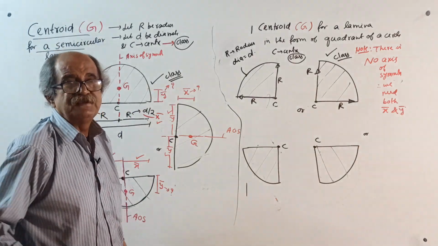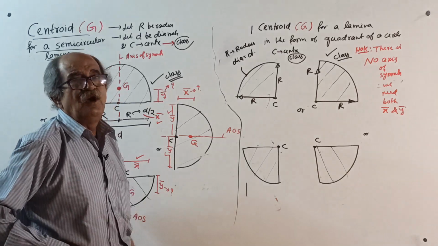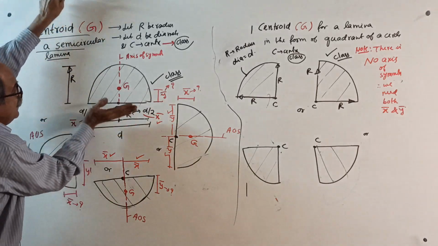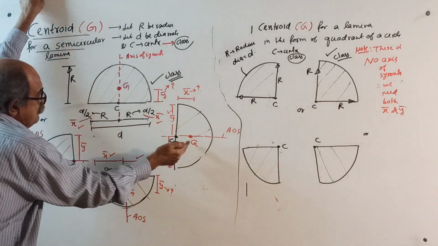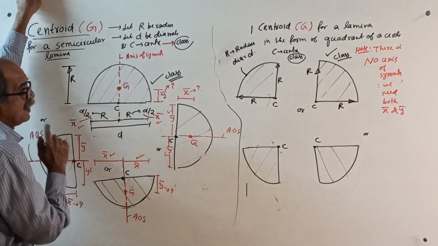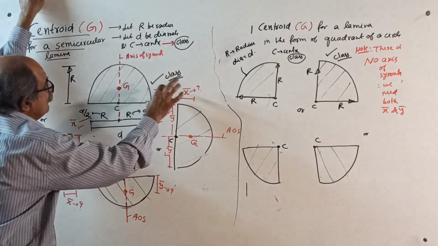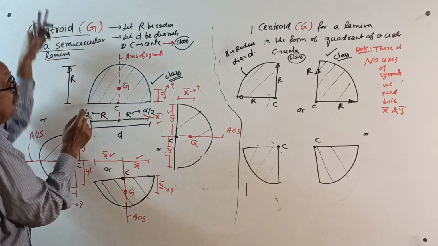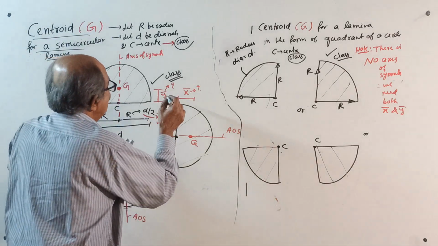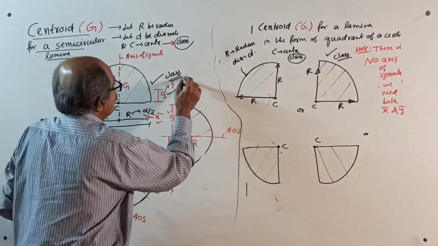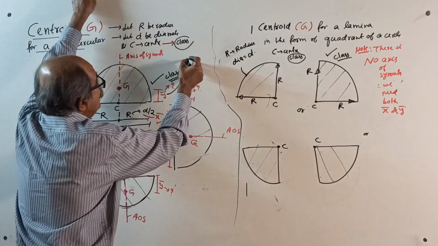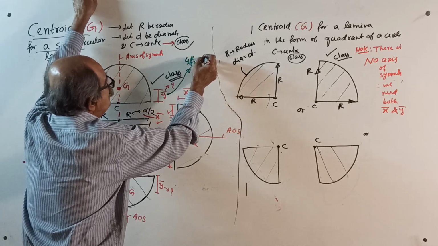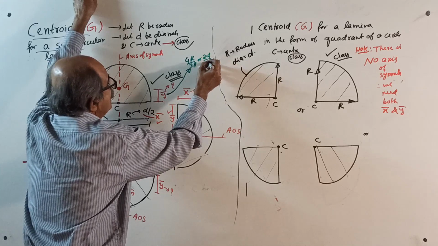Now, therefore, for a semicircle, you have to find only one among these two. If it is this one, you have to find y bar. If it is one of these two, you have to find x bar. Actually, whatever y bar you get, the same x bar will come here. So, later you will know that this y bar will come as 4r by 3 pi or 2d by 3 pi.